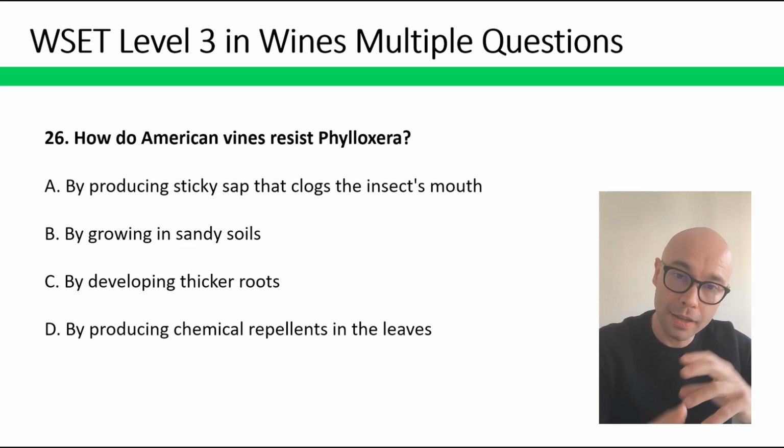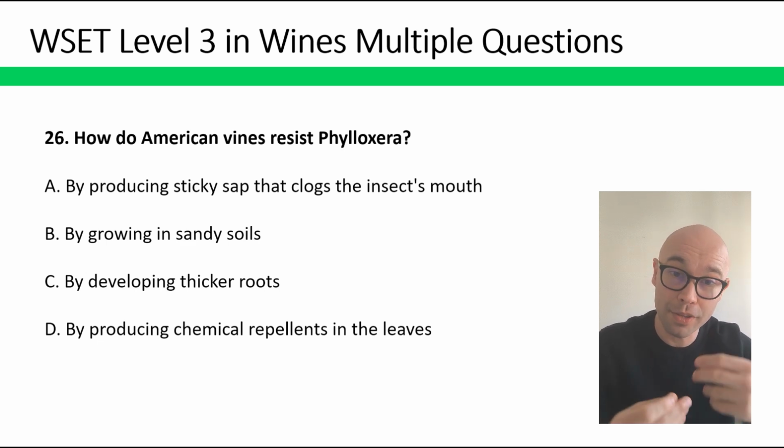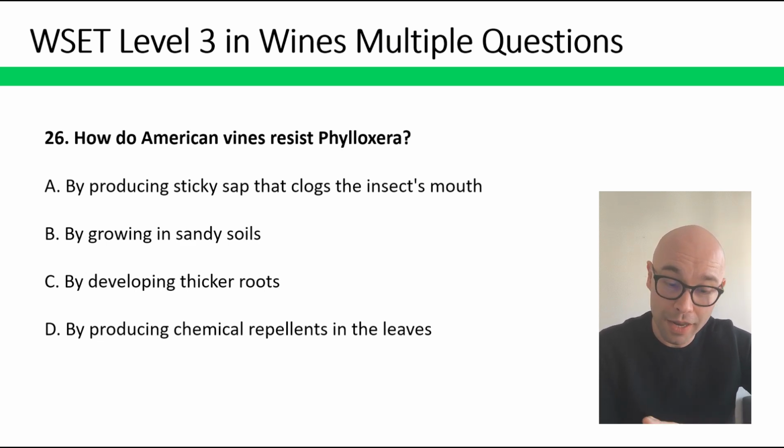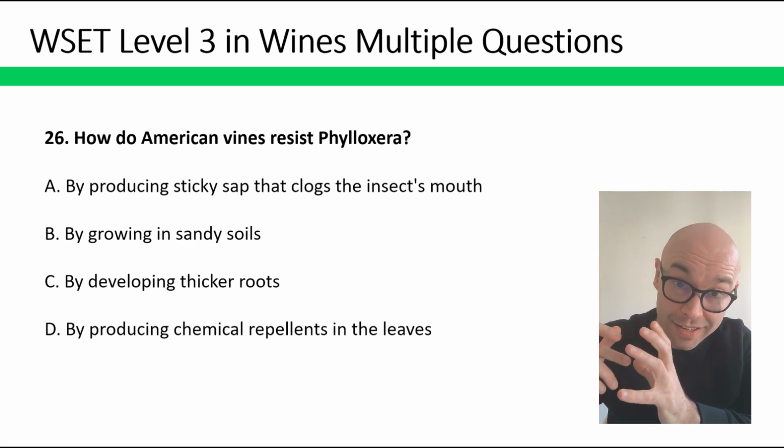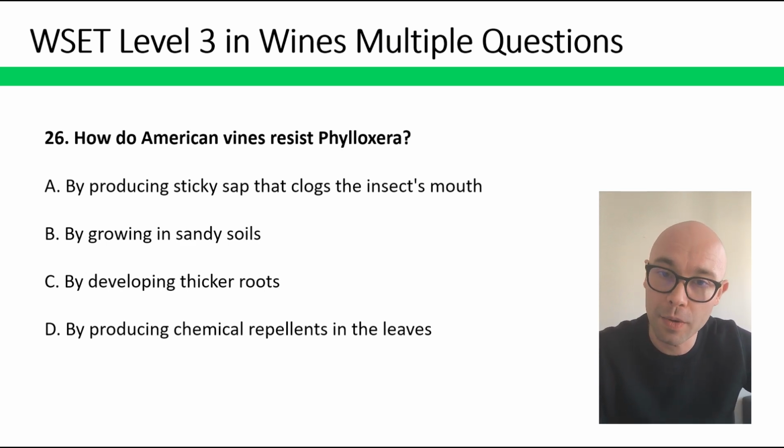So the American vines, they protect their roots by creating sticky sap that heals the, actually I'm not sure if it heals the wound or it's just killing the phylloxera, but anyway, they're resistant to phylloxera.